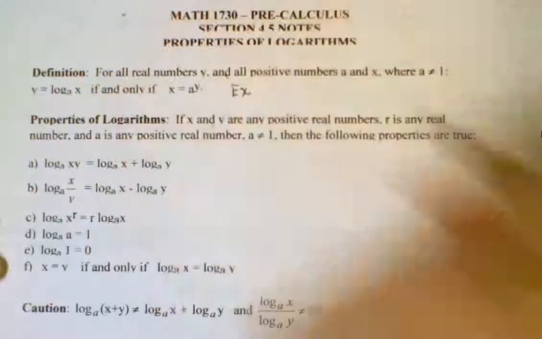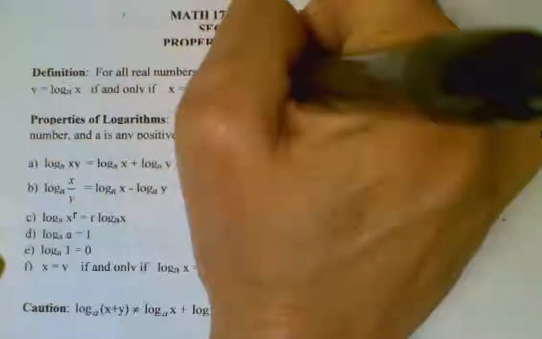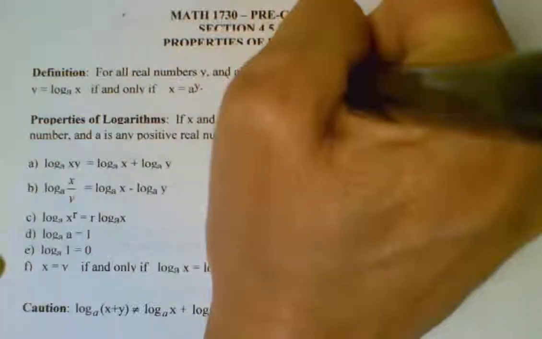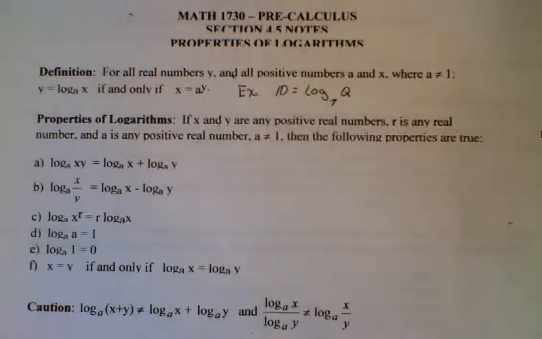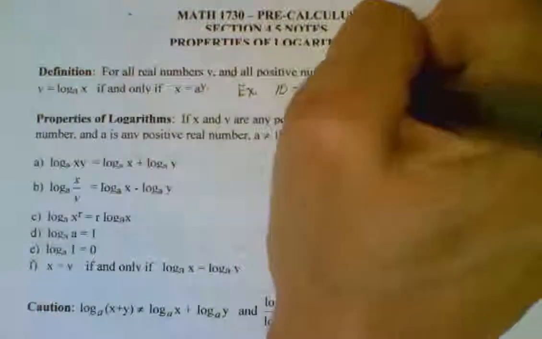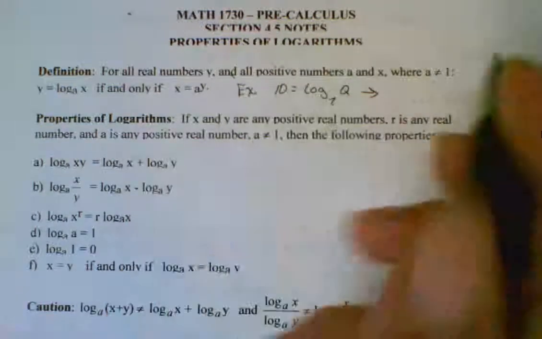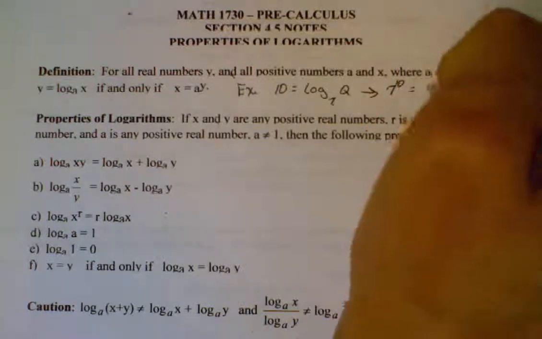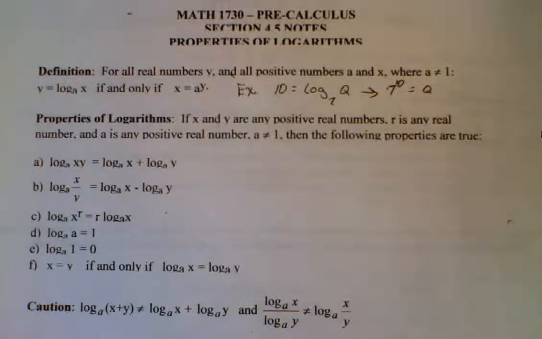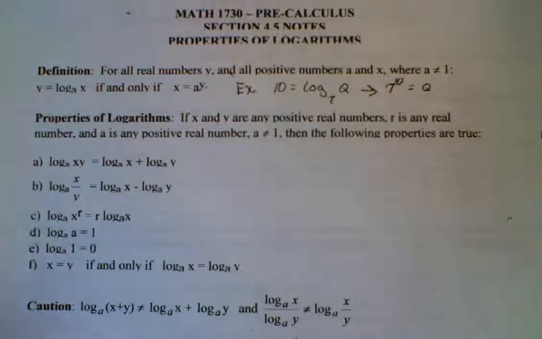Just to review real quickly, if I give you 10 equals log base 7 of q and ask you to change that to exponential form, you would say the base is 7, the exponent is 10, and 7 to the 10 would have to give you q. So logarithms and exponential form are just two different ways of writing the same thing.